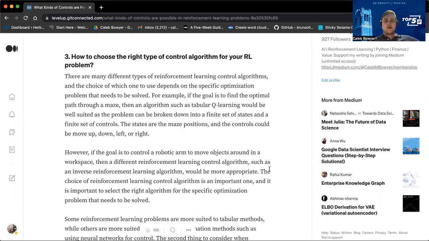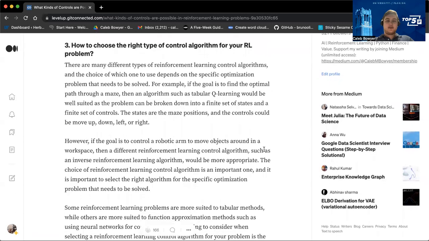For example, if the goal is to find the optimal path through a maze, then an algorithm such as tabular Q-learning, where all the state-control pairs can be fit into a table, would be well suited for that kind of problem, as it can be broken down into a finite set of states and a finite set of controls. The states could be taken as the maze positions, and the controls could be the normal map directions: move up, down, left, or right, or stay put.